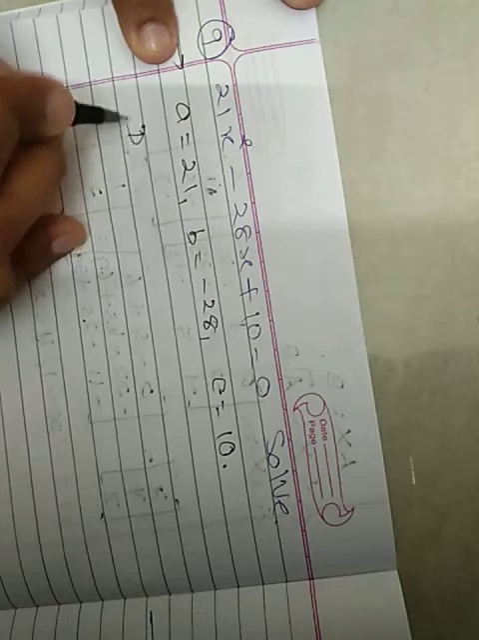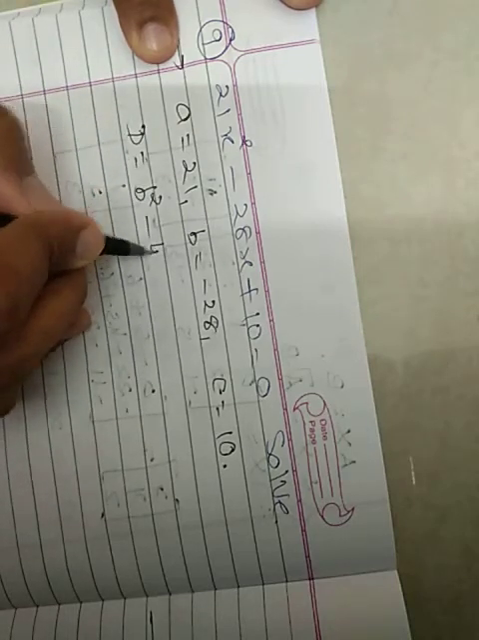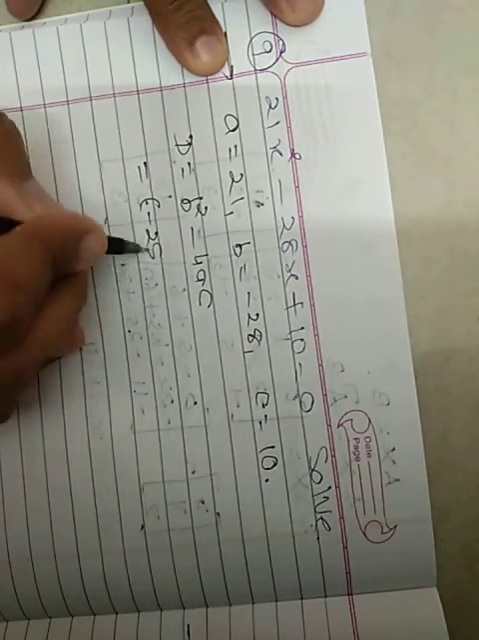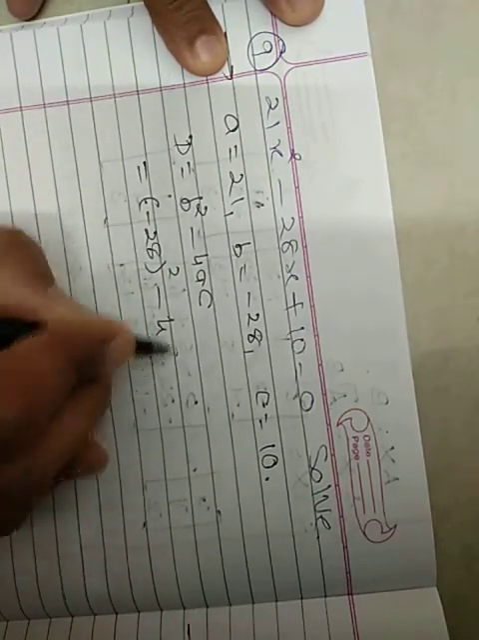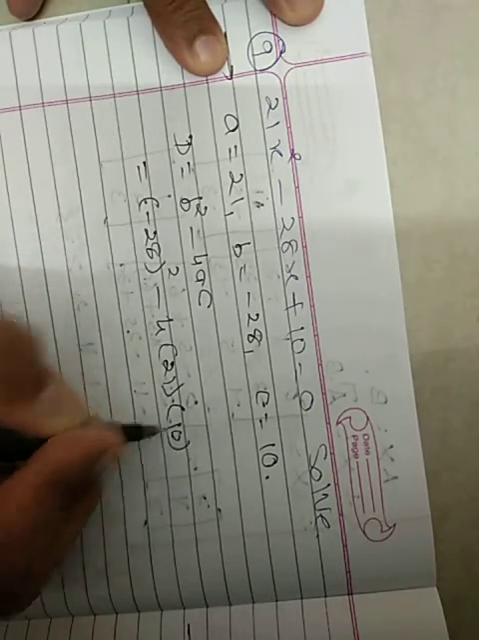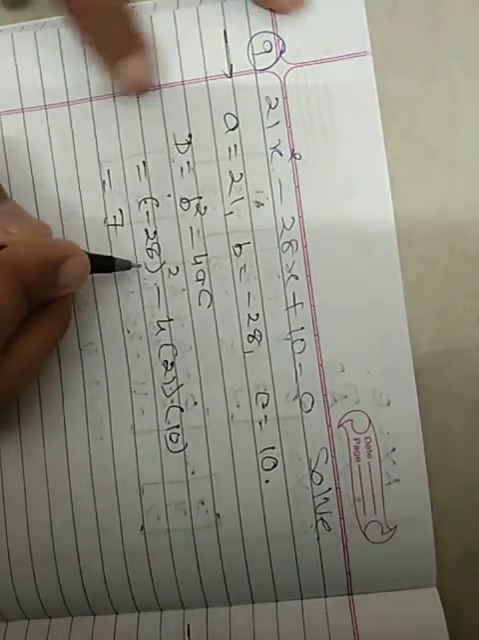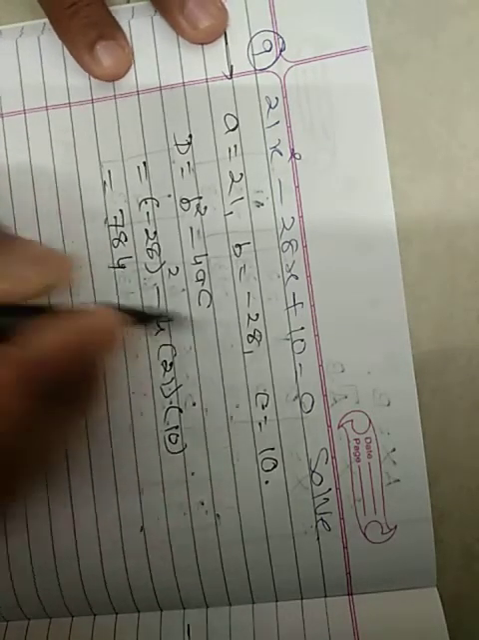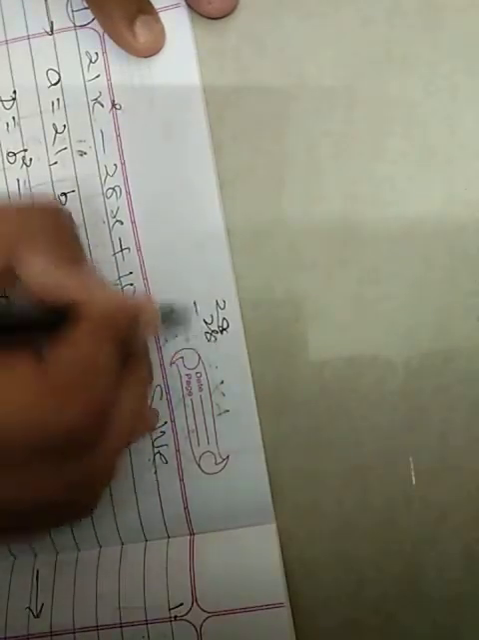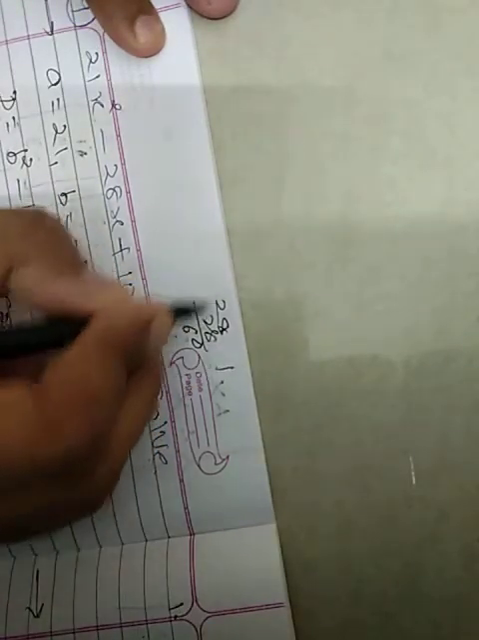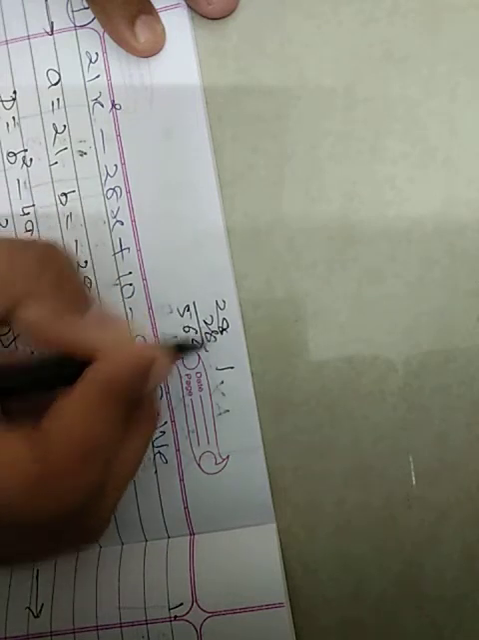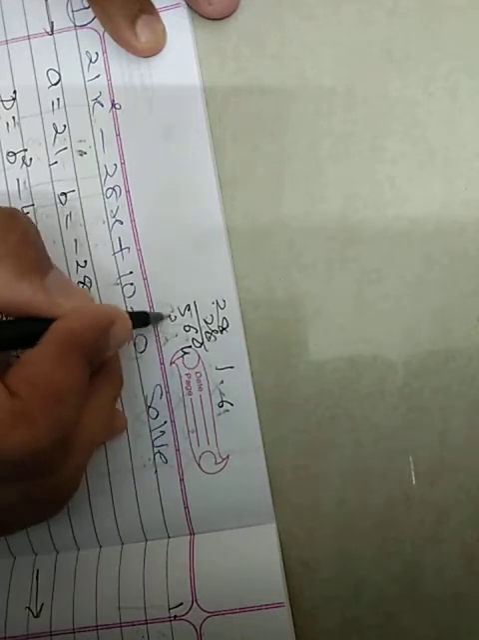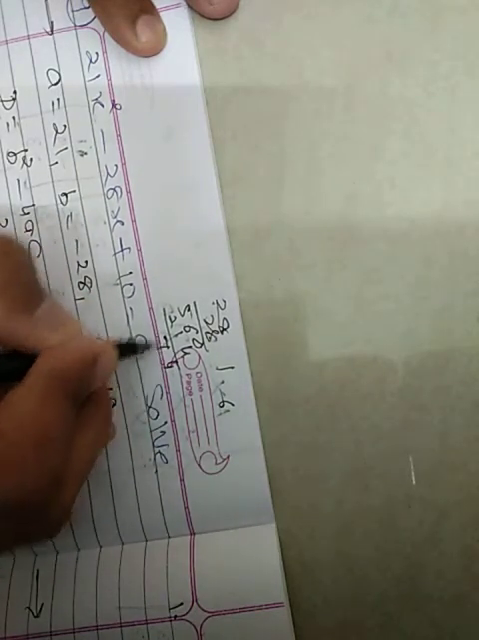Let delta equal b square minus 4ac. b square equals minus 28 whole square, minus 4ac. 28 square is equal to 784. 28 into 28, again I will repeat.